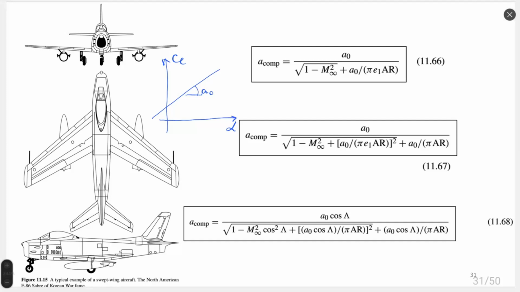Let's see how different it is from A0. We see in the denominator some value which is smaller than 1, right? It's used for subsonic applications, of course. So Mach is some positive value, 1 minus Mach would be some value smaller than 1, and this A0 is divided by geometry. This is a geometry. I think it's a taper ratio and aspect ratio.